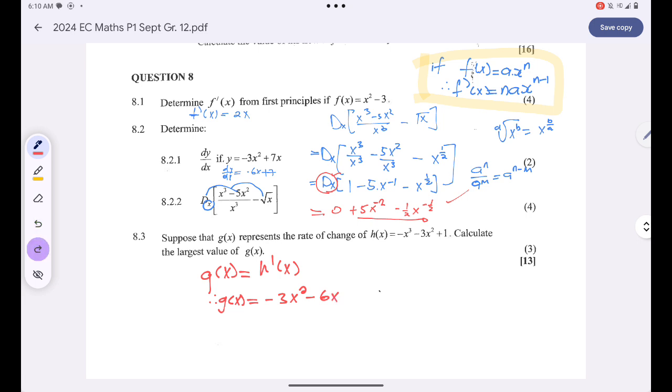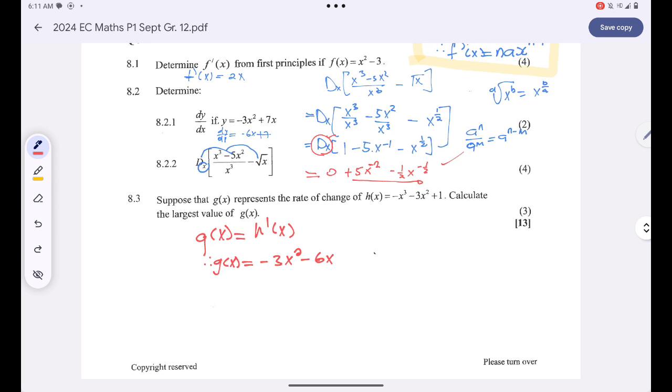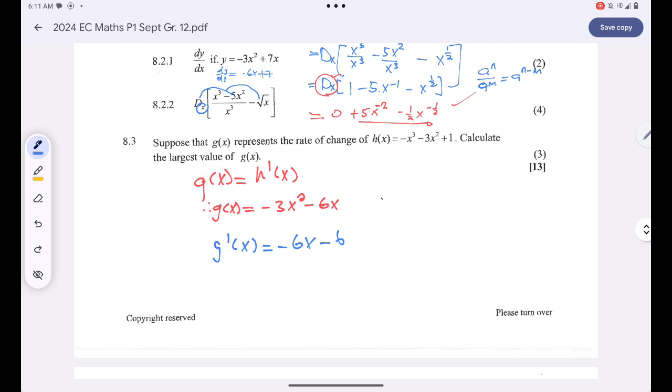How can I find the maximum? By finding the derivative of g of x and equating it to 0, solve for x, and then go back and substitute that x value into the equation of g of x. I'll simply find the derivative first. g prime of x is just going to be negative 6x minus 6. And then for me to find the largest value, I must take the derivative of g of x and equate it to 0, then solve for x.